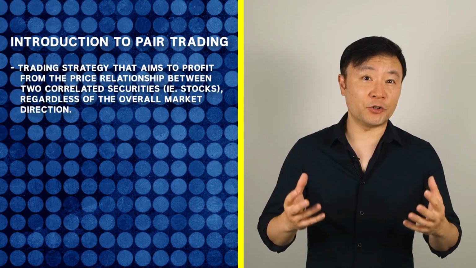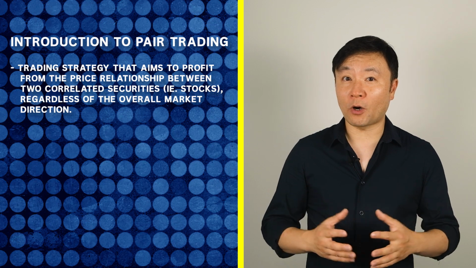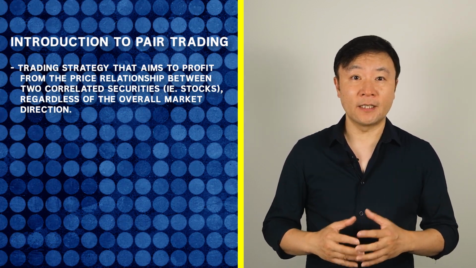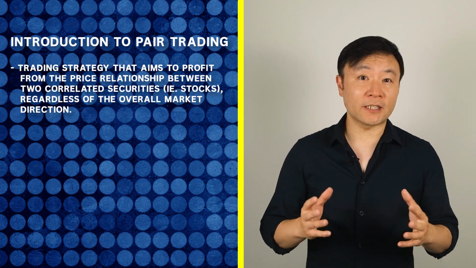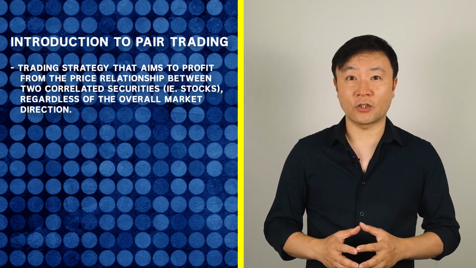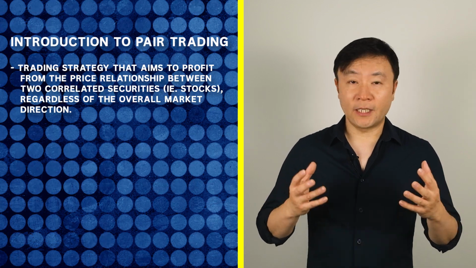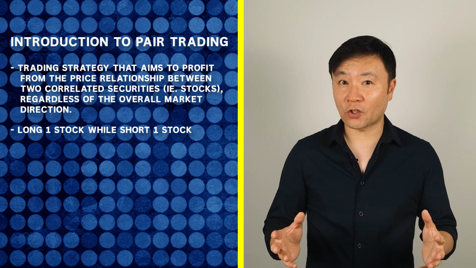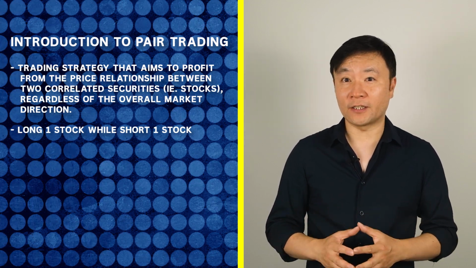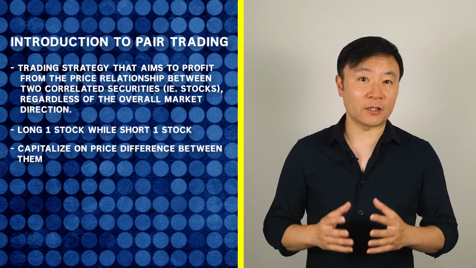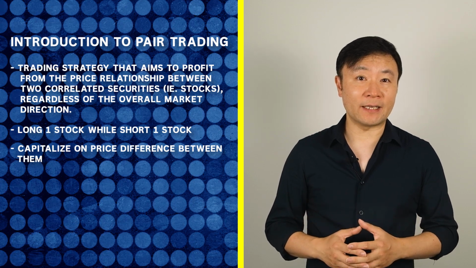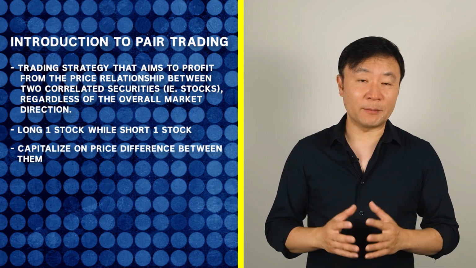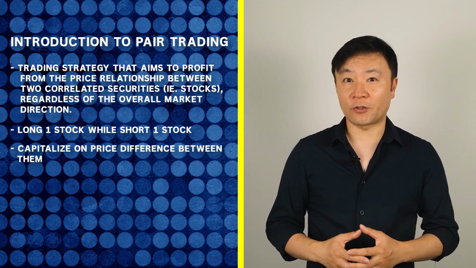Now, pair trading is a unique trading strategy that aims to profit from the price relationship between two correlated securities, such as stocks, regardless of the overall market direction. This market-neutral approach involves simultaneously taking a long position on one stock and a short position on another stock to capitalize on the price differences between them. Now, the key principle is to identify pairs that historically move together, leveraging their correlation.